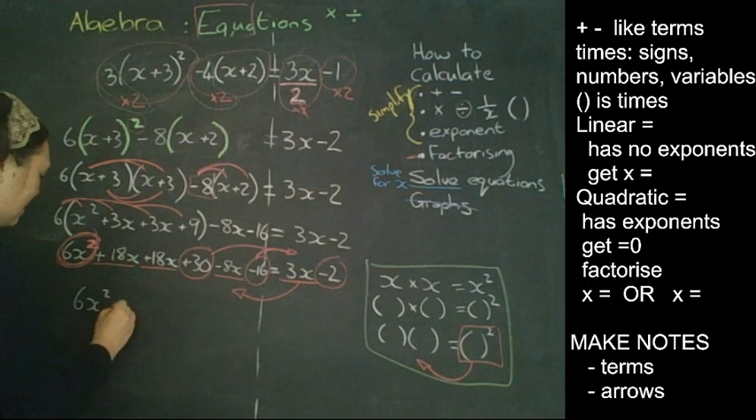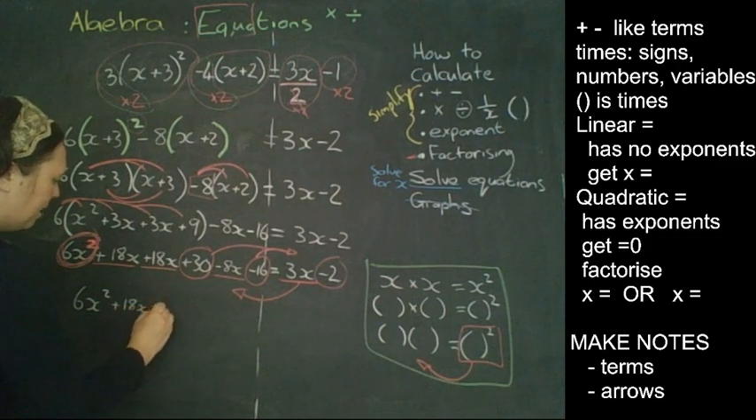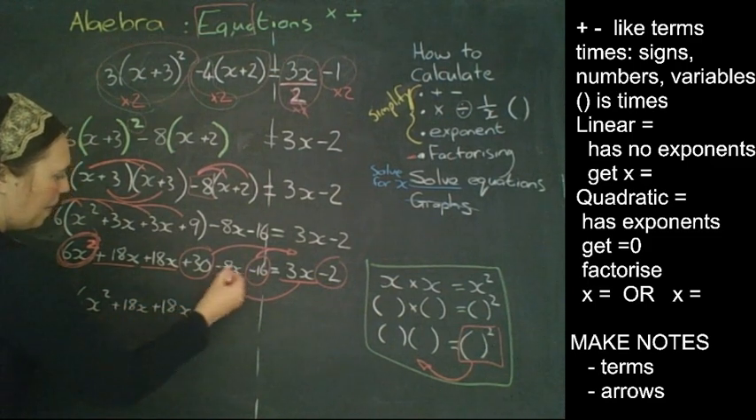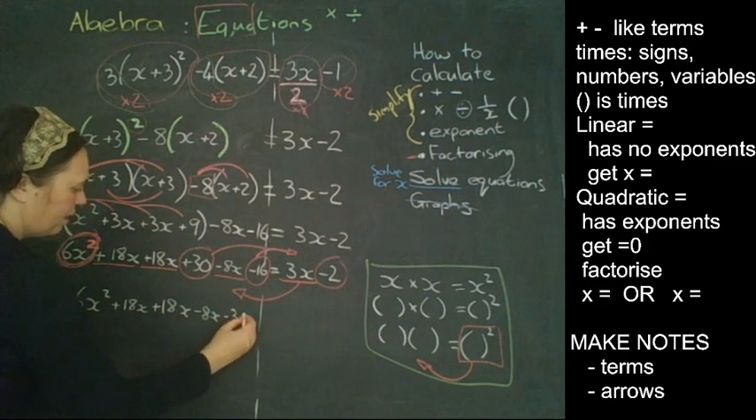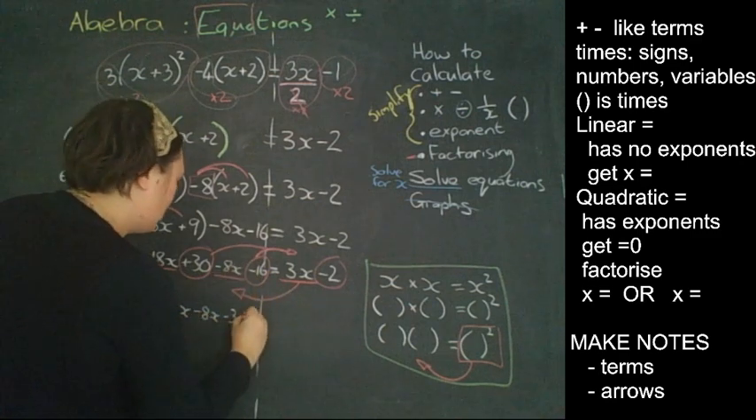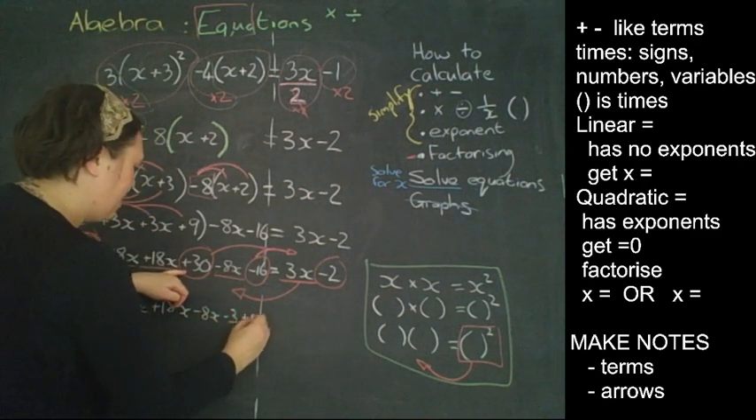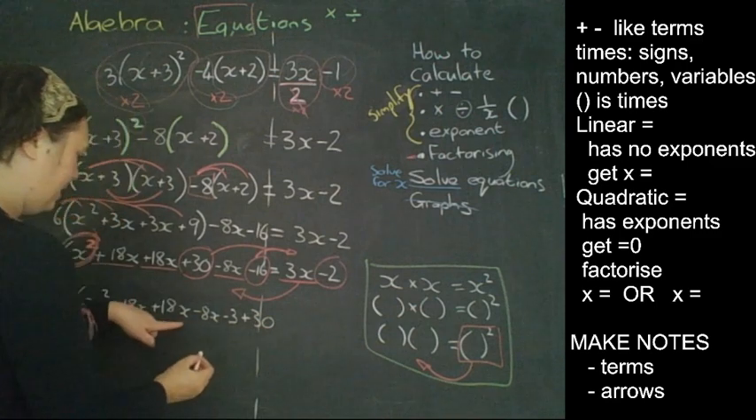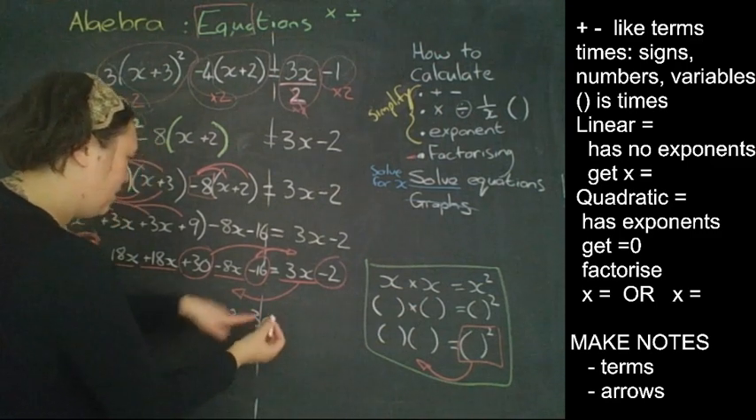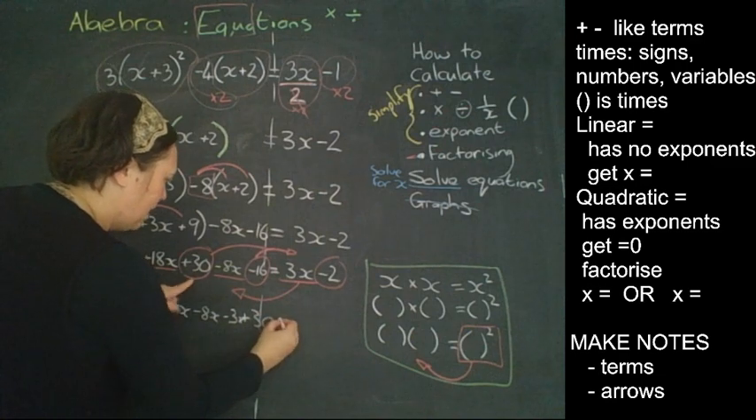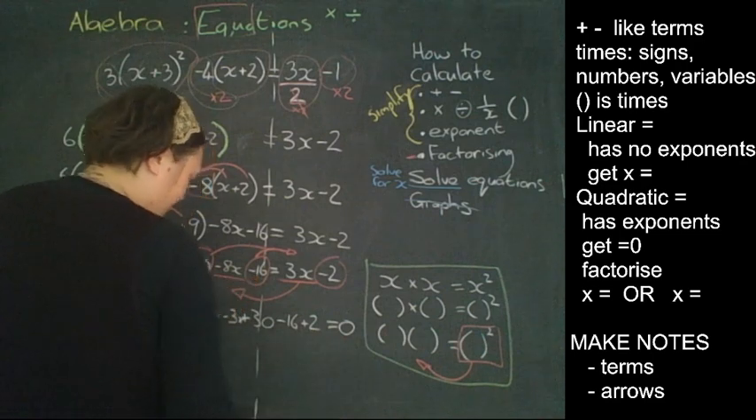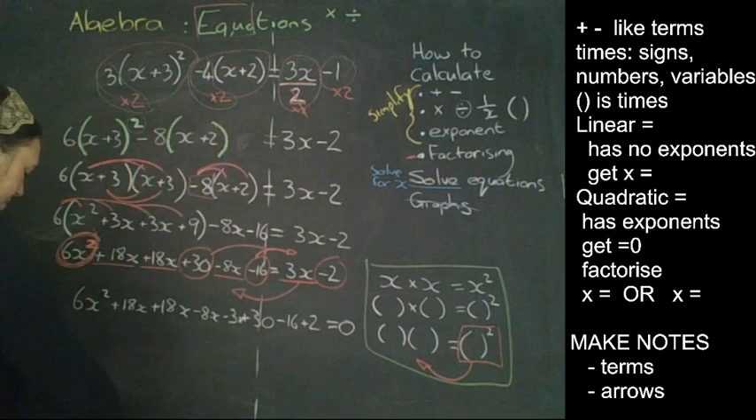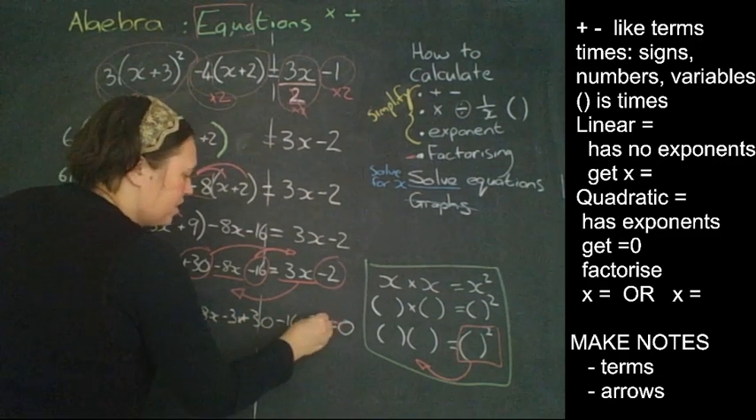So we'll have plus 18x plus 18x minus 8x minus 3. Got no space left here, so just excuse this. Then minus the plus 30, and this one is going to come over the side as well. We've got 16 plus 2 equals 0. So whenever we've got a square, we want equals 0.